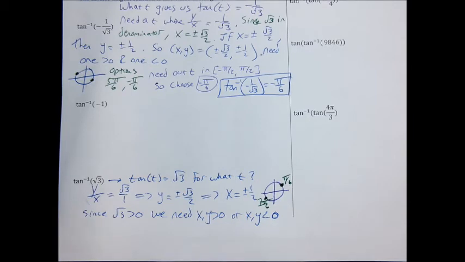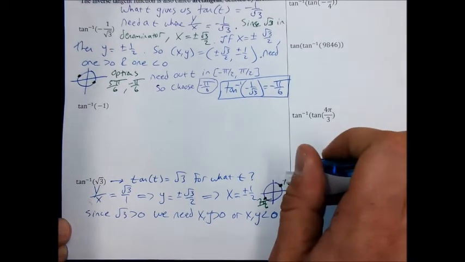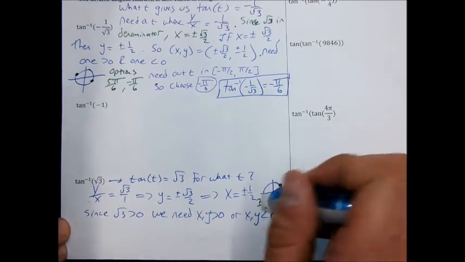Those are our options. Would it be pi over 3? Because the y is square root of 3 over 2. Oh, I'm sorry. Yeah, I got confused there. Thank you for pointing that out. The y value is root 3 over 2, and so it's not pi over 6, it's pi over 3 type. Thank you.